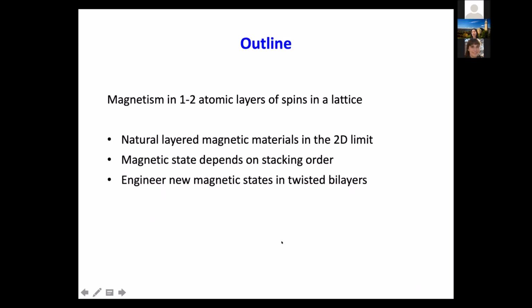Okay, so I'm going to talk about magnetic phenomena in atomically thin crystals. I will introduce a little bit about layered magnetic materials and give you a particular example where the magnetic states are dependent on stacking order, how you put the layers together, and then how we can utilize this property to engineer new states.